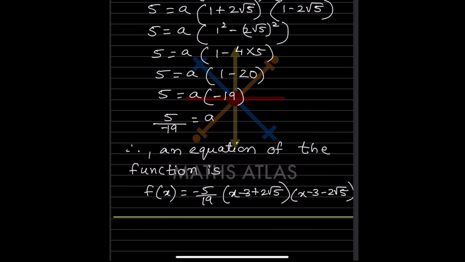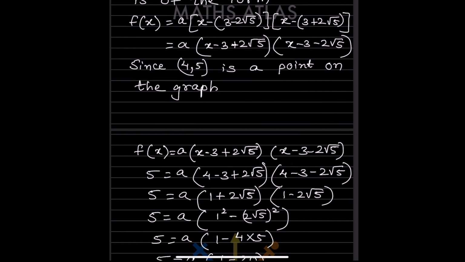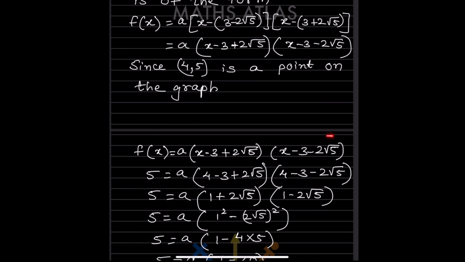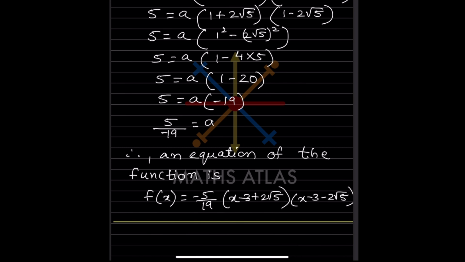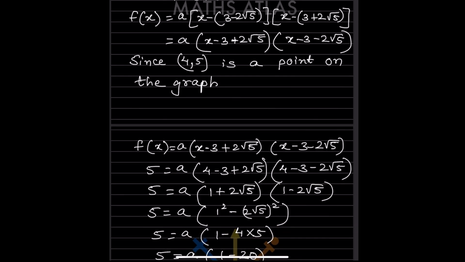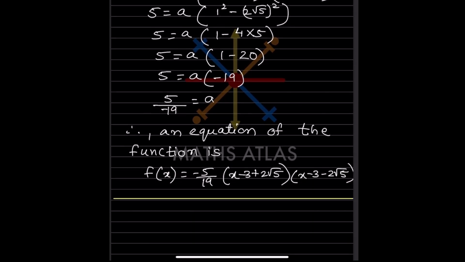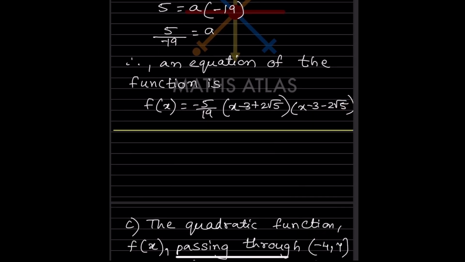So how will you write the equation of this function? This is f of x. In place of that a, you are going to plug it into this equation. You can write 5 by minus 19 or minus 5 by 19, both are the same. We usually prefer writing the minus in the numerator, minus 5 by 19, and this is the same as this one. So this is the final answer.